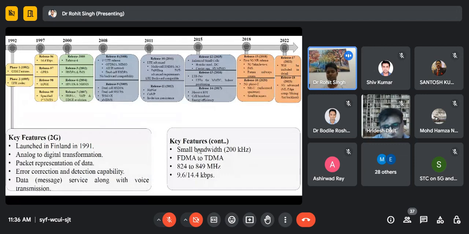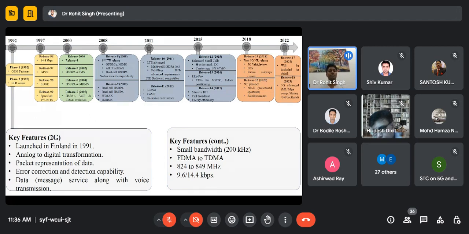And key features: bandwidth is still small. Per user bandwidth is small, so 200 kilohertz bandwidth was allocated to 8 users, so per user bandwidth is around 30 kilohertz only. Next major breakthrough was that we shifted from FDMA to TDMA, which is more efficient. Again, the utilized operating frequency is 824 to 849 megahertz only. The data rate is still very low, around 9.6 or 14.4 kbps. So these are some features of the second generation.